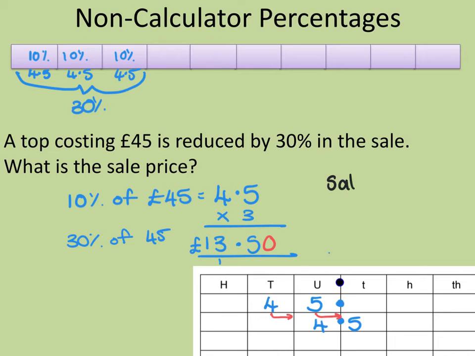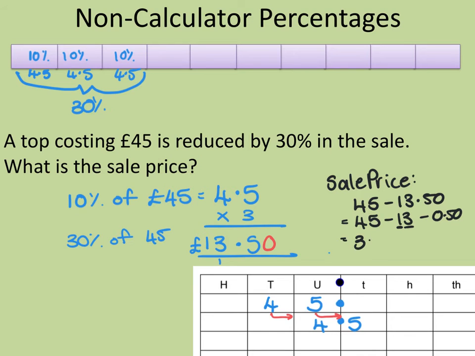So our sale price is £45 take away the £13.50. I'm going to split this up a little bit. 45 take away 13 and then take away the 50p. 45 take away 10 is 35. 35 take away the 3 is 32, and I've still got to take that 50 pence off. So the sale price is £31.50.